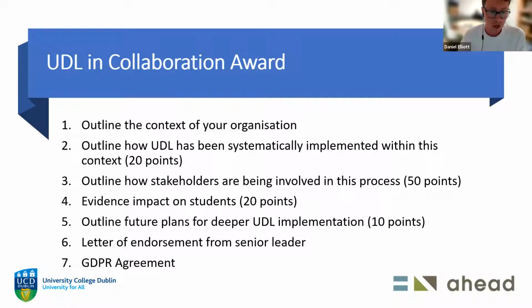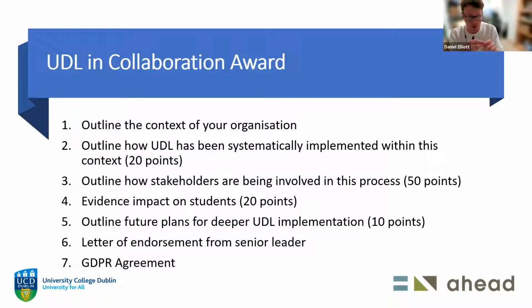So, the criteria and the parts of the application: again, you're outlining the context of your organization, its size, the number of colleagues, the number of learners, the diversity of those learners. And then you are going into the systematic implementation of UGL within this context. And you'll notice that the points per category here are higher. The individual awards are scored out of 50, and the collaborative award is scored out of 100.